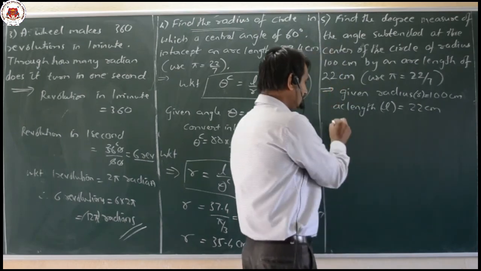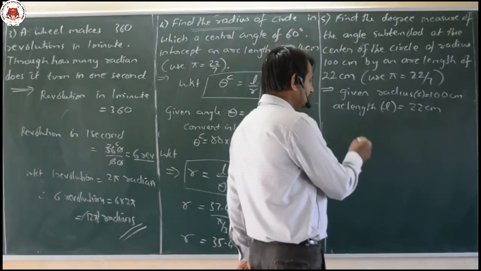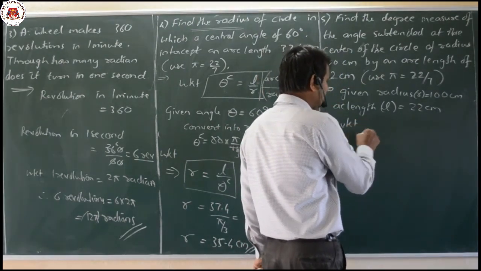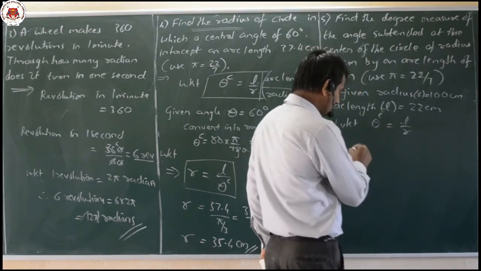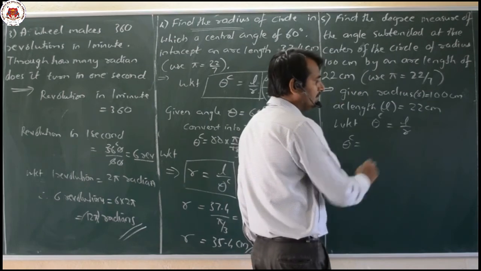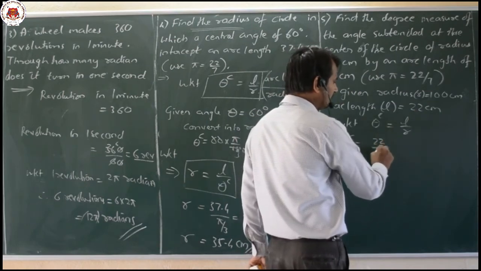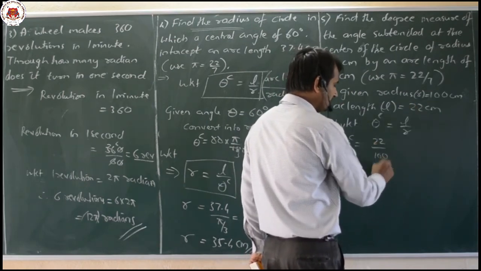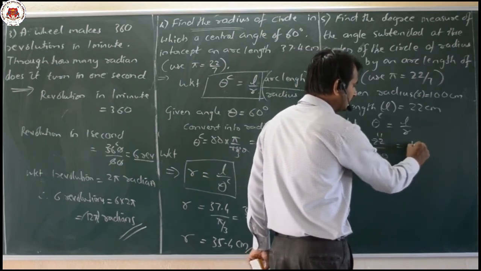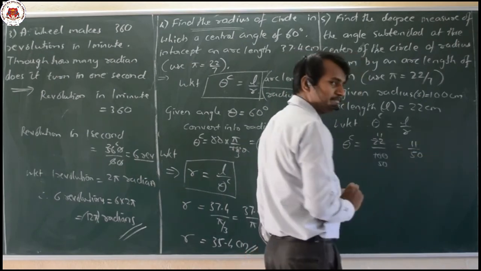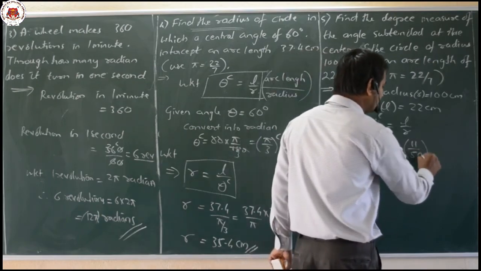We know that theta in terms of radian is L by R. So theta in radian is 22 divided by 100. Simplifying, 2 11s are 22 and 2 50s are 100, that is 11 by 50. This value is in terms of radian.